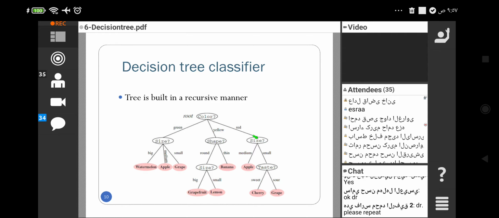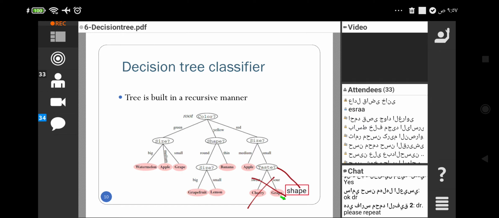Assume that we have another node here, and this node is shape. In this example, we have another node here, and this node is shape, and it is the child of taste. We don't have this, and assume we have this situation. So the size is the child of color.